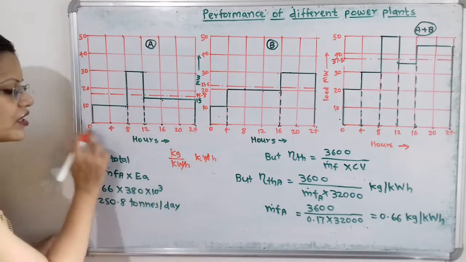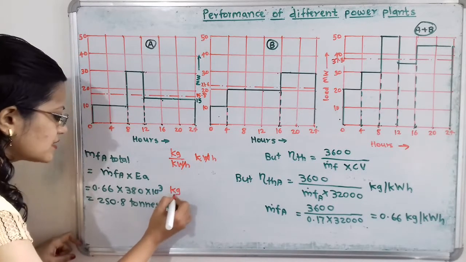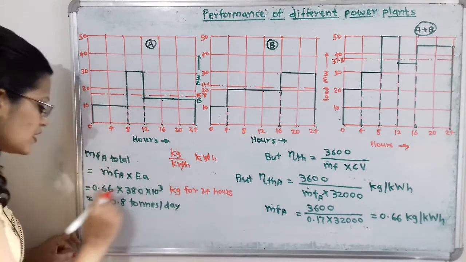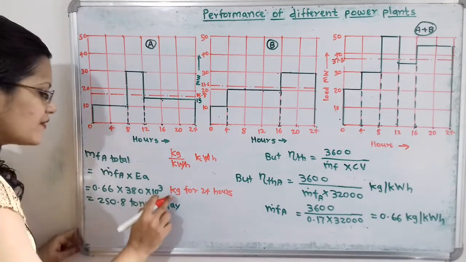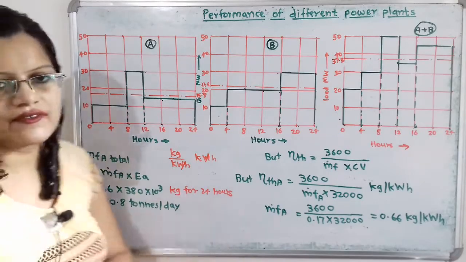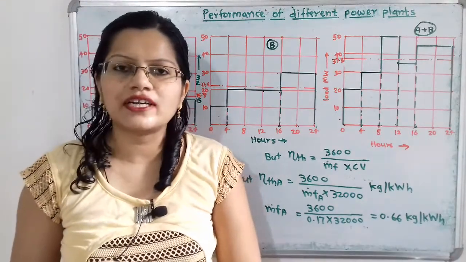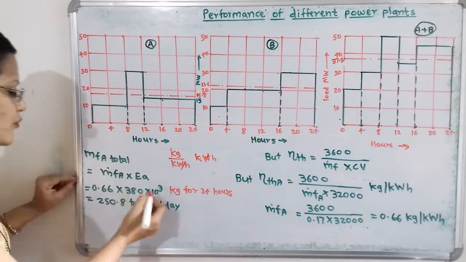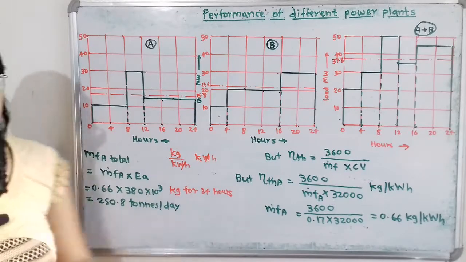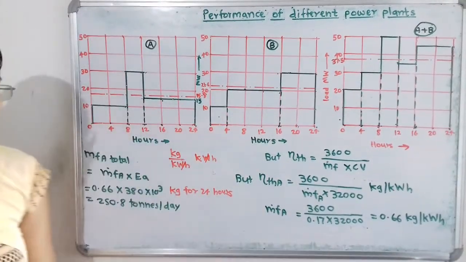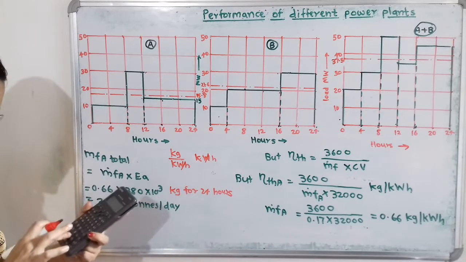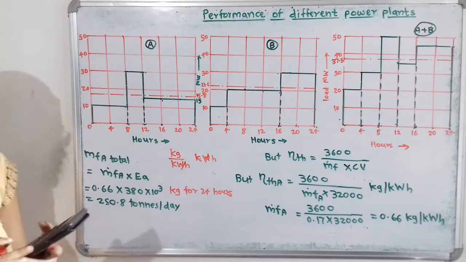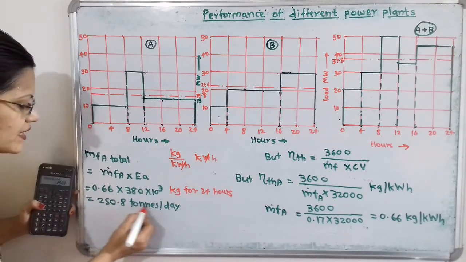So total period for 24 hours, we can say that it is kilogram for 24 hours. When we calculate this, we will get the answer in kilogram for 24 hours. But we have to calculate it in tons per day. So how to calculate this tons per day? We have to divide it by 10 raised to 3, or 1000. Then it will become only 380 multiplied by 0.66, so it is 250.8. So here the answer is 250.8 tons per day.